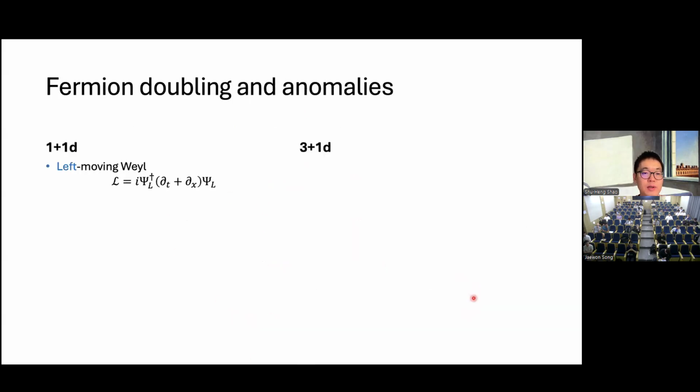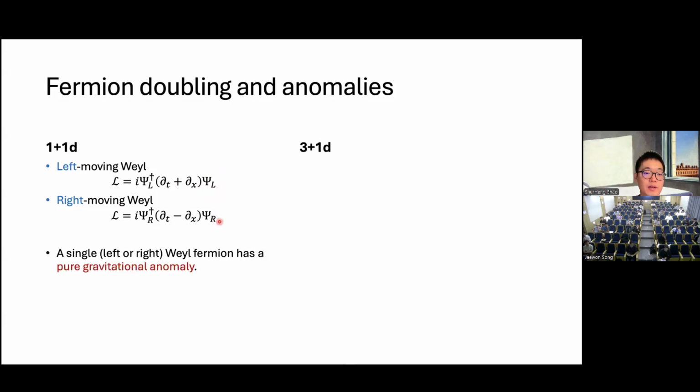So if you compare the 1 plus 1D with the 3 plus 1D story, in 1 plus 1D, there are 2 kinds of Weyl fermions. They have different Lagrangians. A left-moving Weyl fermion has this Lagrangian with a plus sign here. A right-moving Weyl fermion has this Lagrangian with a minus sign here. There is no field redefinition you can relate one to another. These are 2 distinct representations of the Lorentz group in 1 plus 1D. Relatedly, a single left-moving fermion has a pure gravitational anomaly. And that's related to the reason why an unpaired Weyl fermion cannot be realized on the lattice.